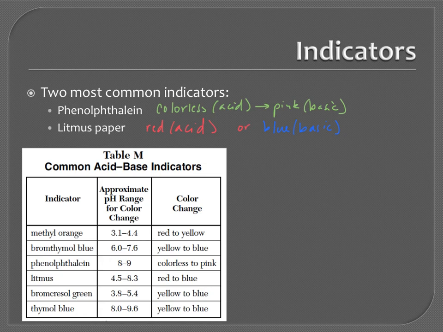Taking a look at methyl orange as our example, if you have something below 3.1, then for sure it is red. And if it's above 4.4, then it's for sure yellow. You could still have something that's red within the range or yellow within the range. It's an approximate range.